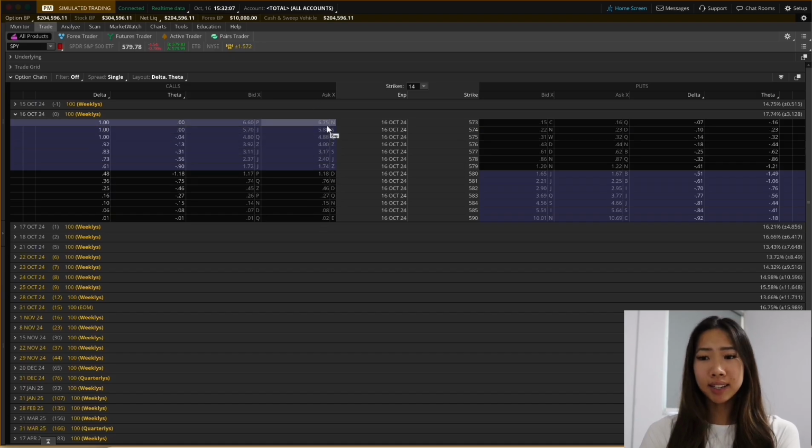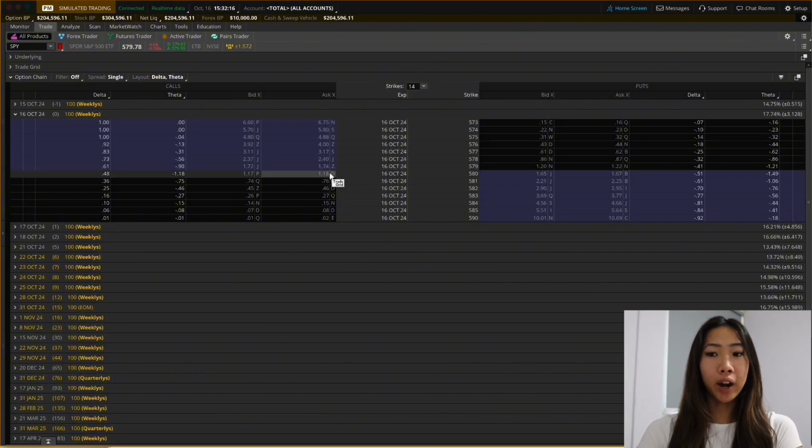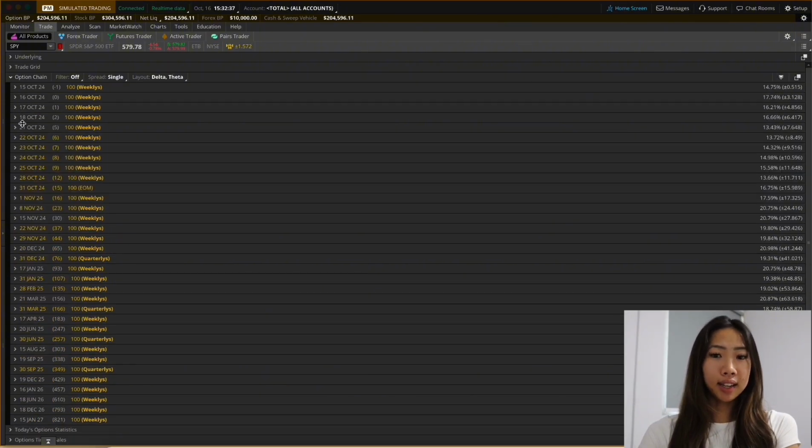So would I be willing to risk $675 per contract? I usually don't like to pay that much for just one contract. I'd rather buy something here where maybe I could buy 5 contracts for the price of 1, and then it's less risky. But then if I pay this much and I'm okay with paying $118, well, the thetas don't align. So then I skip to the next date.